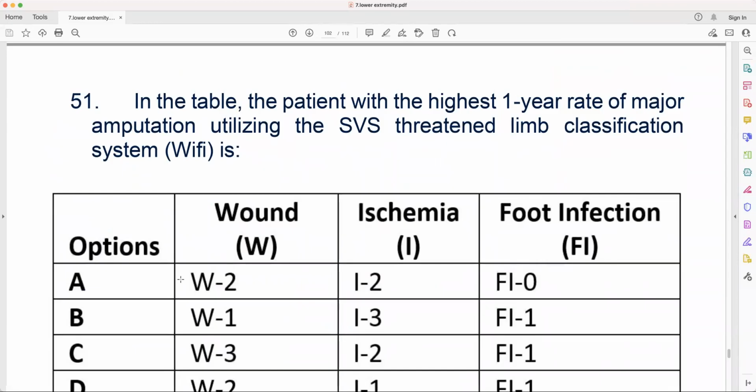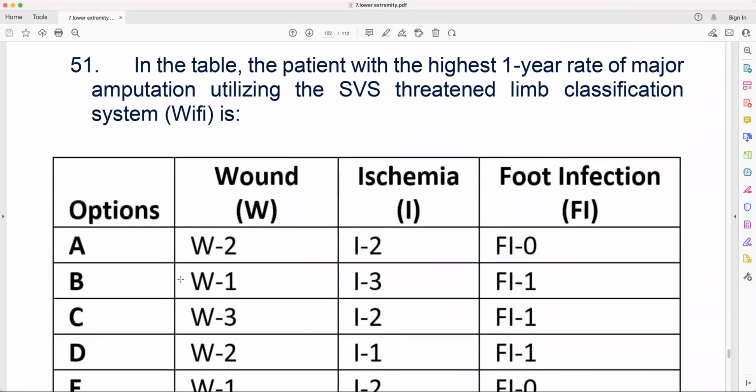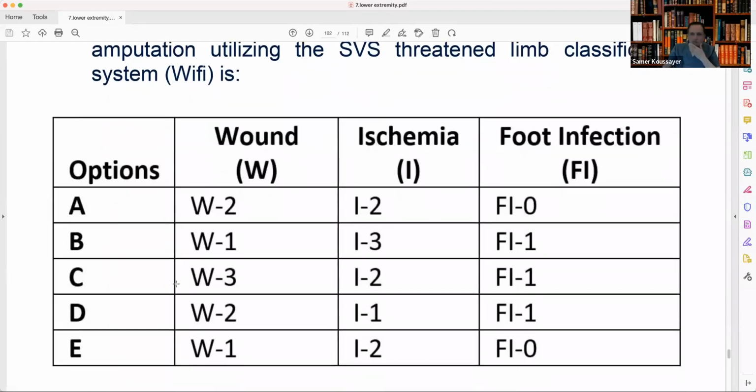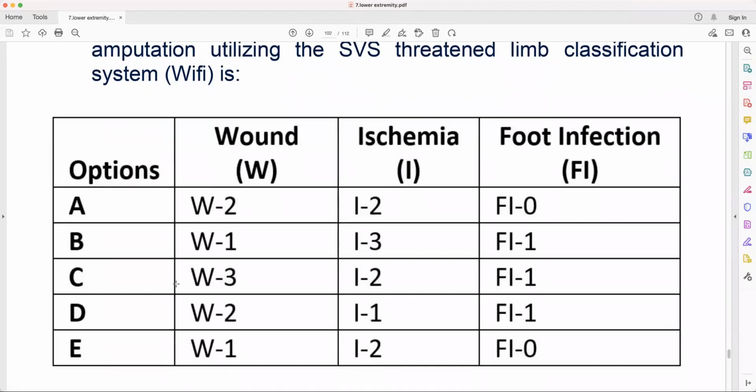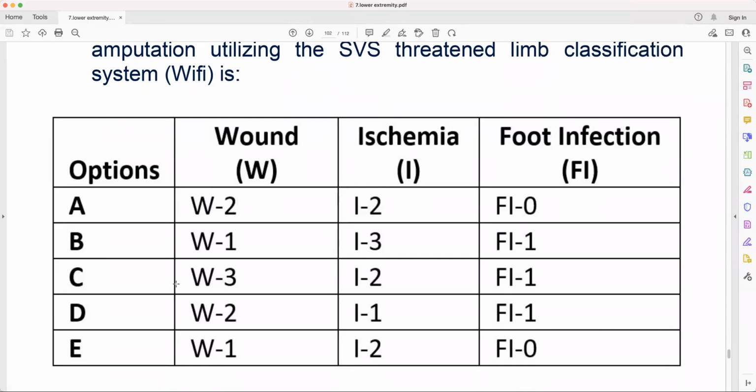Okay, that's good. In the table, which patient has the highest one-year rate of major amputation utilizing the SVS threatened limb classification system, the WIfI system? This is the one presented by Muhammad a few weeks ago. What did you answer?